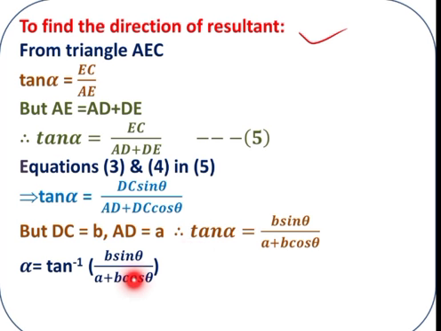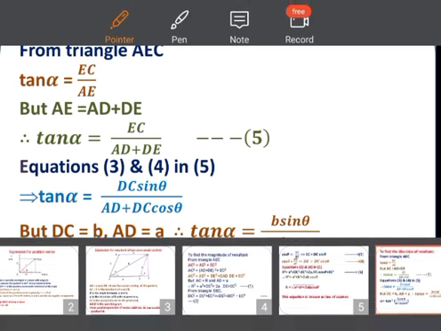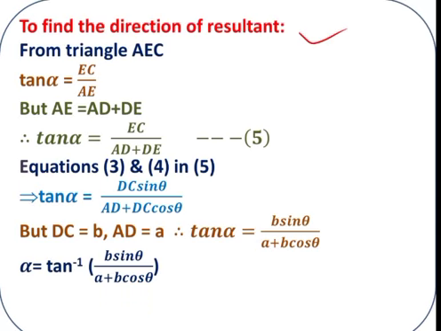Then finally, if we take this tan to the RHS, we have to write inverse, meaning minus 1. Alpha is equal to tan inverse of B sin theta divided by A plus B cos theta. So this is an expression for the direction of the resultant vector.